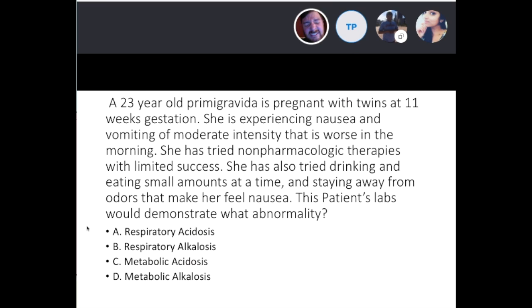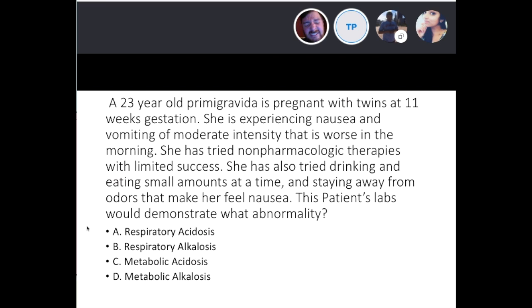All right, a 23-year-old gravida woman is pregnant with twins at 11 weeks gestation. She's experiencing nausea and vomiting of moderate intensity. It's worse in the morning. She has tried non-pharmacologic therapies with limited success. She's also tried drinking and eating small amounts at the same time and staying away from odors that make her feel nauseous. This patient's labs would demonstrate what abnormality? Vomiting, so metabolic alkalosis? Correct.